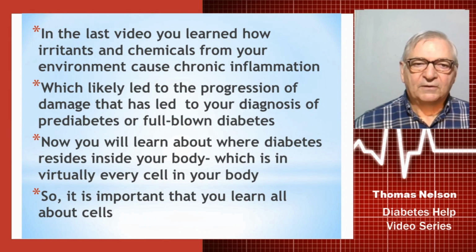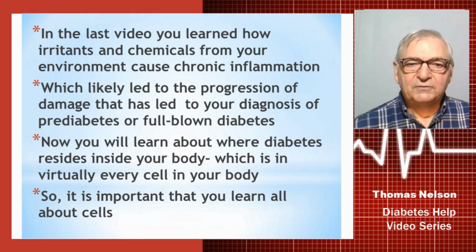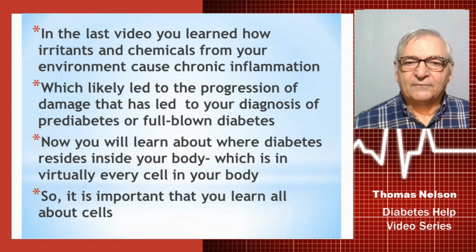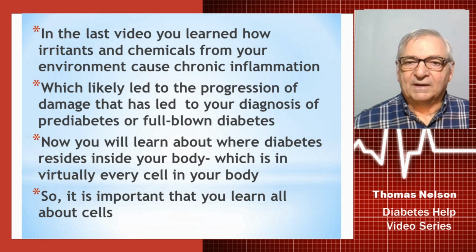In the last video you learned how irritants and chemicals from your environment, even your medications, have caused chronic inflammation, and that likely led to the progression of damage that has led to your diagnosis, and that could either be pre-diabetes or full-blown diabetes. Now you're going to learn where diabetes resides. It happens that it resides in virtually every single cell of your body. So it's important that you learn all that you can about cells and how they function, how diabetes does what it does, and why it does what it does.